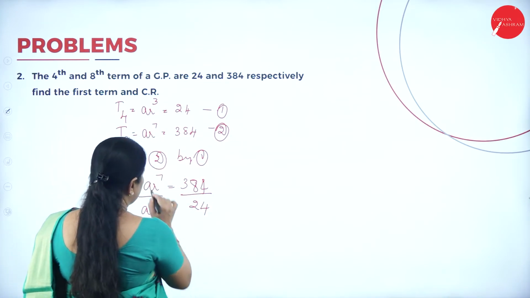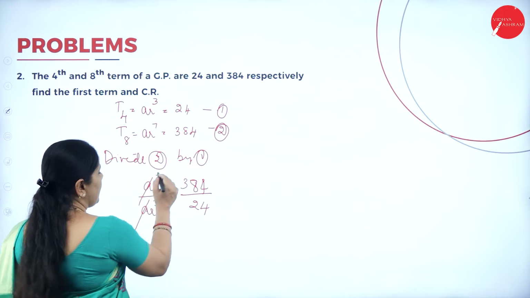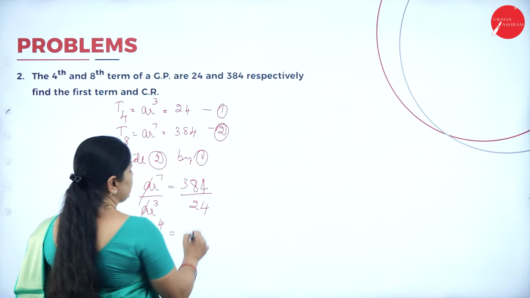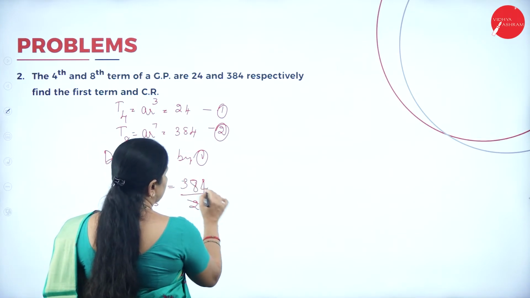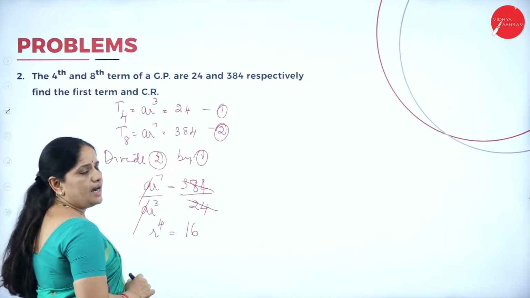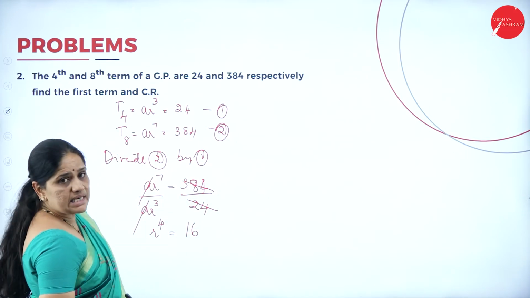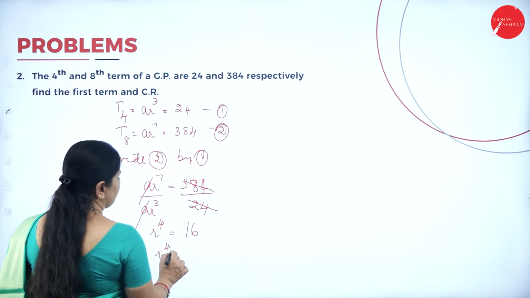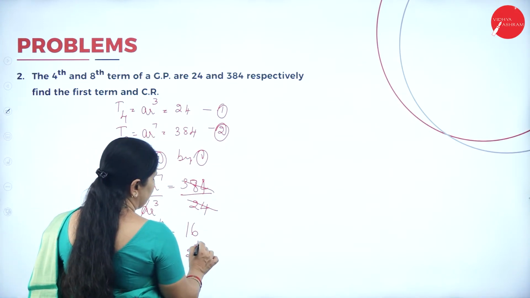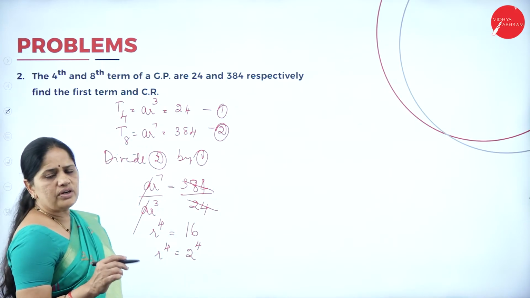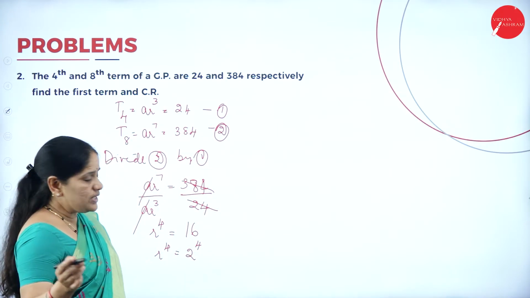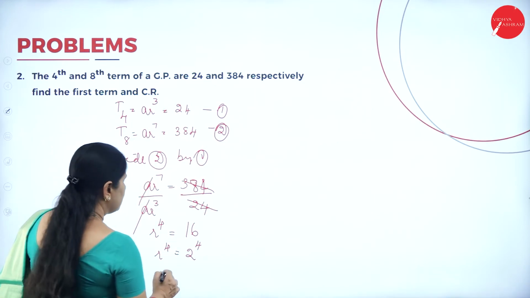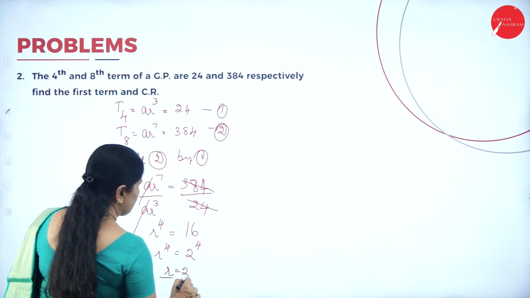When I simplify this, A and A get cancelled. R to the 7 minus R to the 3 will be R to the power 4. This will be equal to, when I simplify, 16 as the answer. So 24 into 16 is 384. Now R to the power 4 equals 2 to the power 4. 2 into 2 is 4, 4 into 2 is 8, 8 into 2 is 16. So when the powers are the same, the bases are the same. So R equals 2 is the answer.